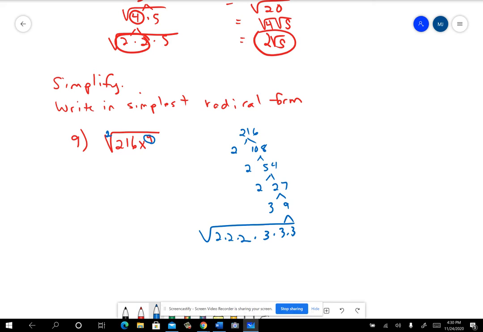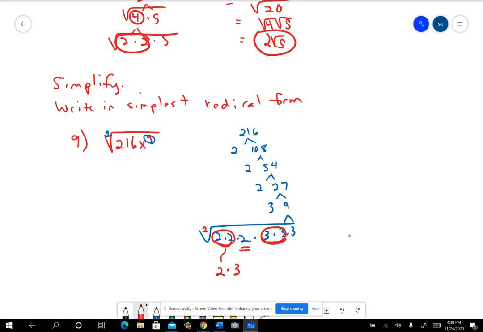All right, so if we were just doing the square root of 216, because it's a square root, the index is 2, we'd be looking for pairs. So we have a pair of 2s. That's a way of identifying a perfect square. That would be 4. You could do the square root of 4, and that would give you a 2. So there'll be a 2 outside the radical. Here we have a pair of 3s. See how 3 times 3 is 9? So that means 9's a perfect square. You could do the square root of that, and you'd get 3.